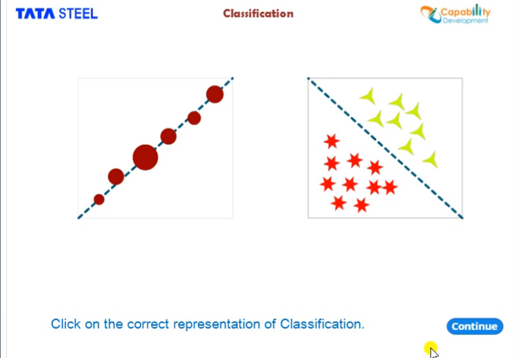Can you identify the correct representation of classification in the given pictures? You have already learnt that classification is a type of supervised learning in which computers group together based on predetermined characteristics.